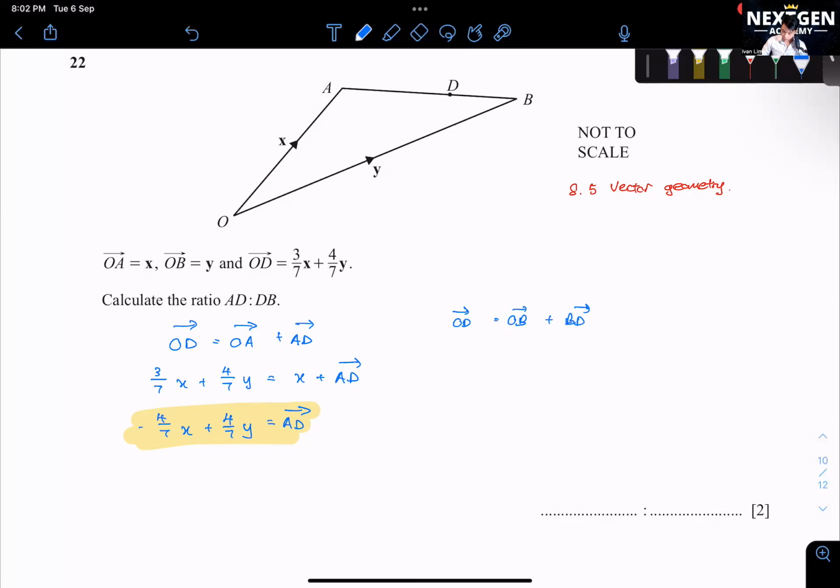Okay, so OD will be what? 3 over 7x plus 4 over 7y equals to OB plus BD. What's OB? OB is y. BD. Okay, I don't know what's BD. Okay, we're going to find what is this BD first. Okay, so BD will be equals to 3 over 7x plus 4 over 7y minus 1y. So minus 3 over 7y.